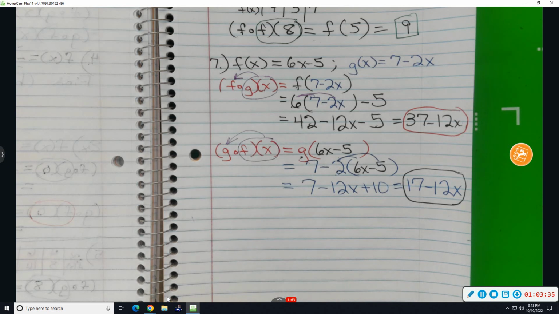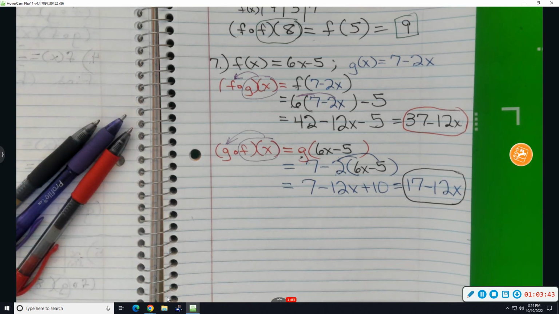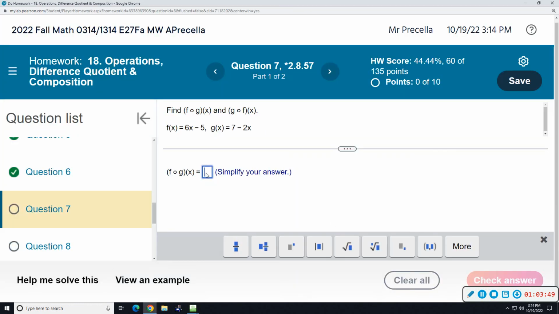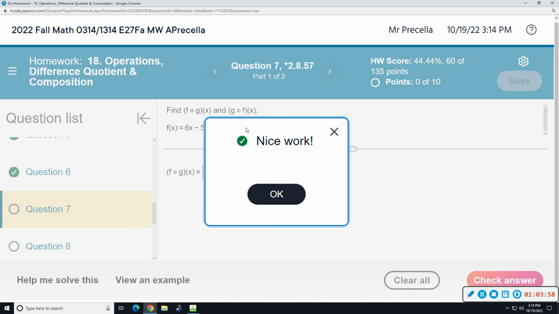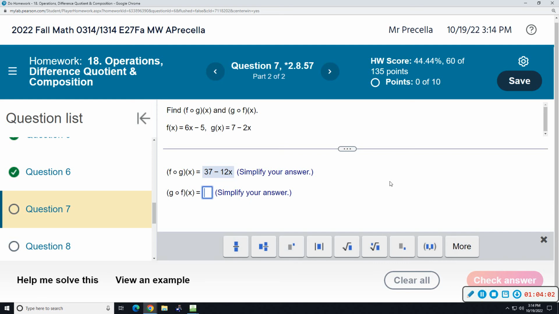It is just repeated function notation. We typed in the answers. So f composed with g, that was the 37 minus 12x. And g composed with f, 17 minus 12x.